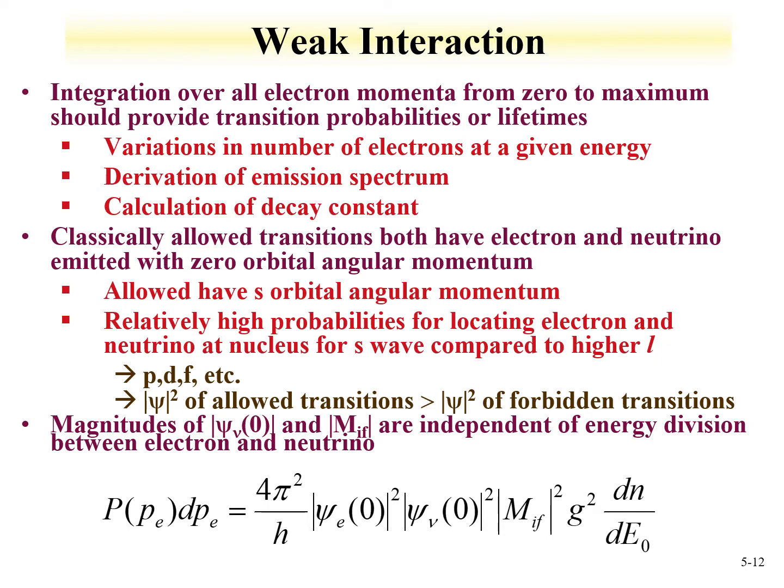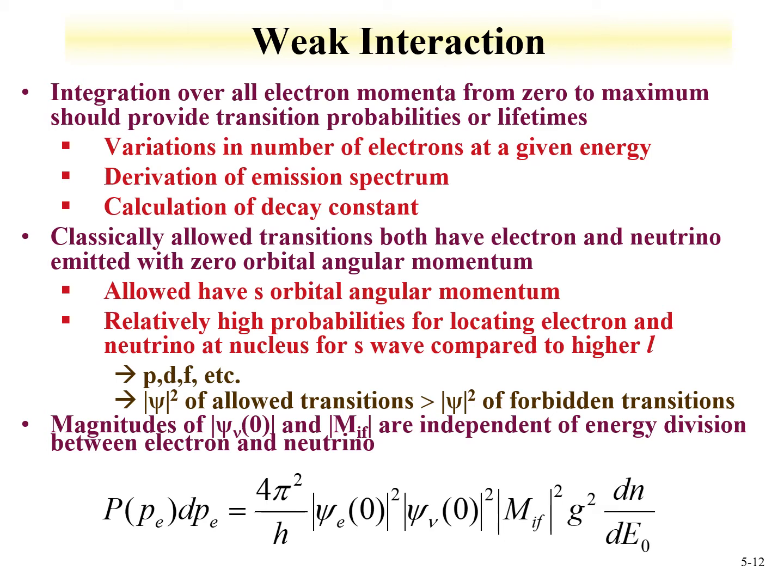Now, classically allowed transitions, in other words, where I have 0 orbital angular momentum change, those that have s orbitals, are allowed transitions. There are higher probabilities for locating the electron and neutrino at the nucleus for the s wave function compared to the higher L wave functions, so P, D, F, etc. These can be observed, but they won't be as allowed as the S wave function. So we're going to call these forbidden first, second, third, etc.